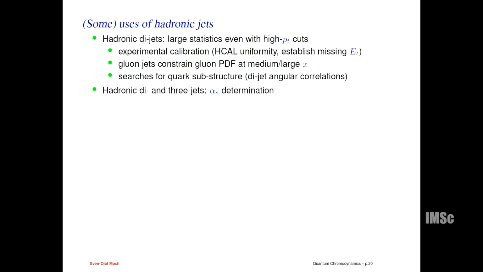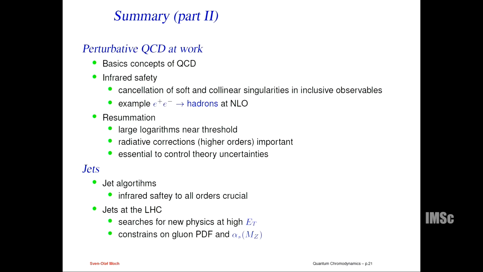And uses of hadronic jets are multiple. They come with large statistics, even if you have high pT cuts, and experiments are happily using them for experimental calibration. So you have to calibrate your hadronic calorimeter somehow. You have to measure whether it's uniform. You have to establish missing ET. But then as far as physics outcome is concerned, you can use it for PDF determinations. You can use it to constrain your gluon jets. You can look for quark substructure, angular correlations. You can look for alpha S determinations. So there are many nice things you can do with jets, and I'm sure that you'll hear more about this in the jet lecture.